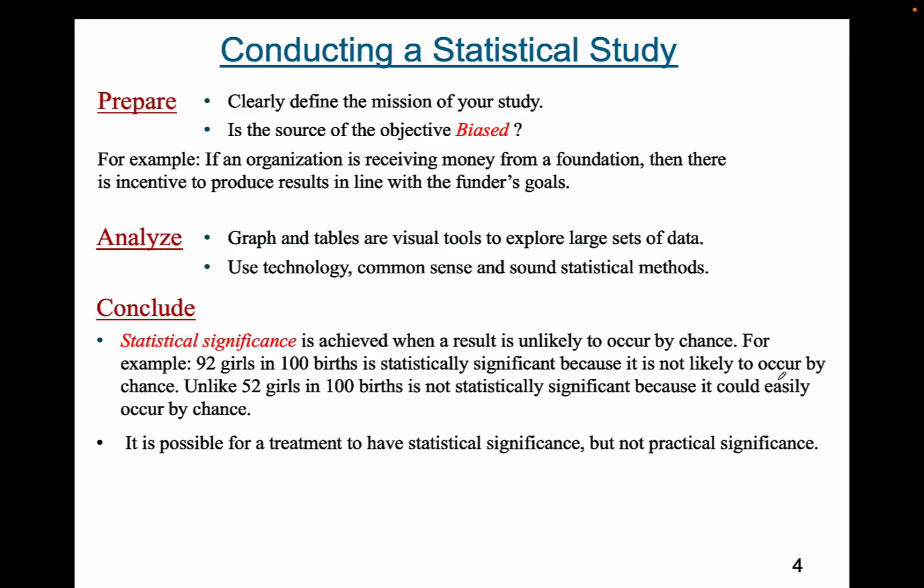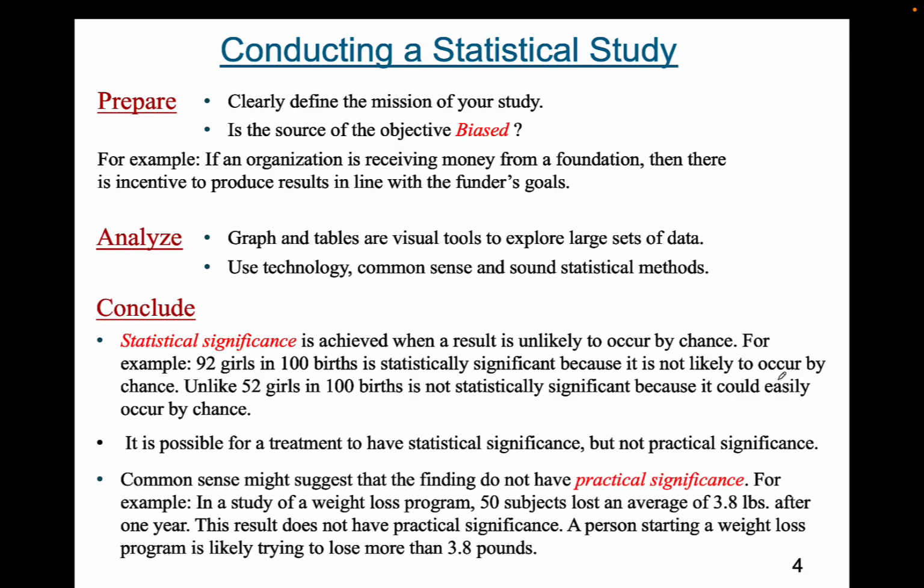Now, it is possible for a treatment to have statistical significance, like this 92 out of 100, but not practical significance. Here's an example. Common sense, that's one way to describe what we call practical significance. Common sense might suggest that the findings do not have practical significance. For example, in a study of a weight loss program, 50 subjects lost an average of 3.8 pounds after 1 year. This result does not have practical significance.